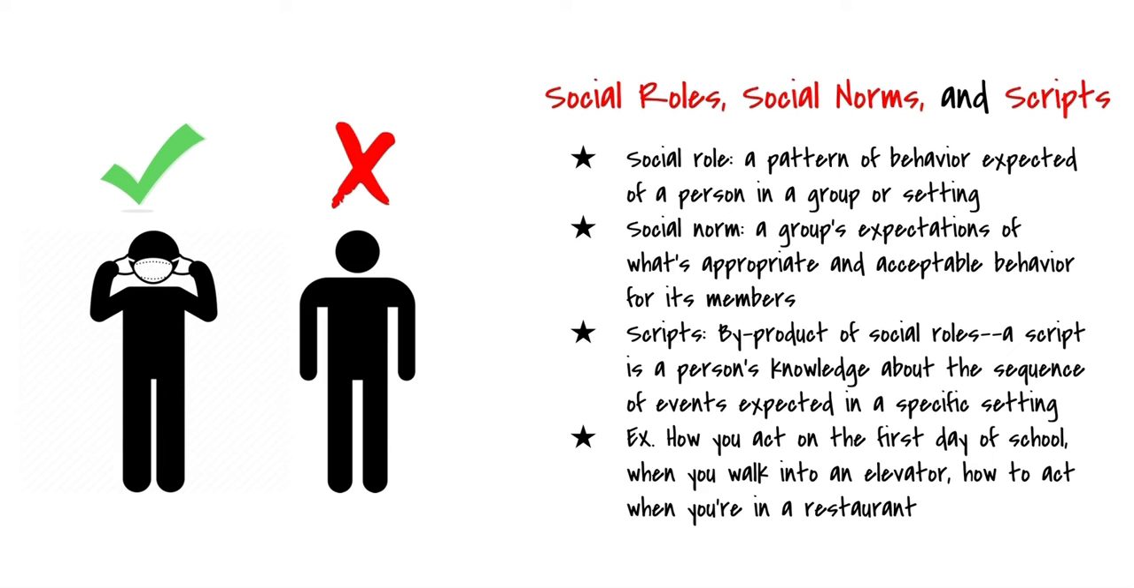For example, in nuclear families, the mother is expected to be the caretaker, doing the dishes, washing the clothes, and caring for the kids, while the father is expected to do work and provide financial stability for the family. A social norm is a group's expectation of what's appropriate and acceptable behavior for its members.